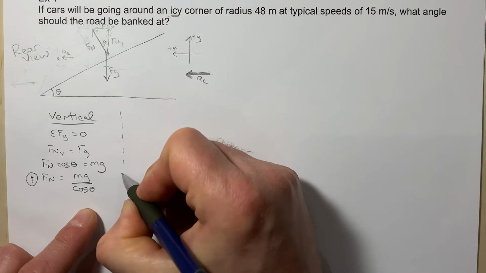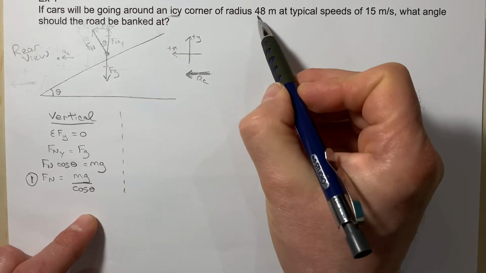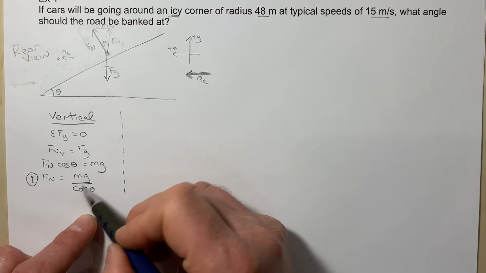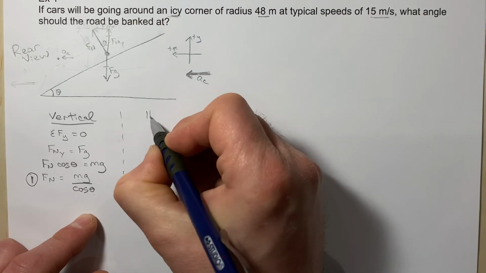I'm also going to look horizontally because I'm kind of stuck over here, right? I don't know the mass. I know the radius. I know the speed. I'm looking for the angle. I don't know the mass. I can't solve this thing. I don't know the angle. So let's look horizontal.